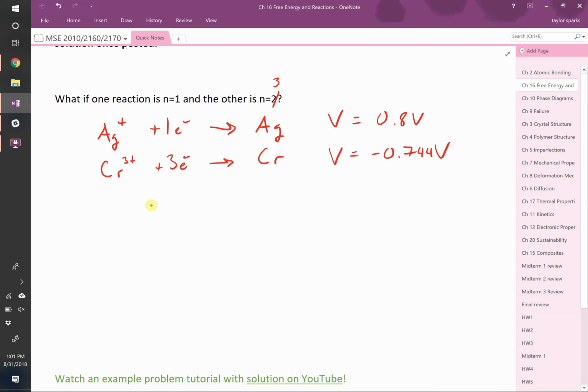Okay, let me ask Reagan. Reagan, can you explain which one gets flipped and how do we know? It would be the chromium because it has the larger negative voltage. That's just the rule. The one that's more negative gets flipped. Now, why is that the case? Why can we say the one that's more negative? Is there a reason for this that makes sense? Yeah, because it's more reactive. For one thing, it's more reactive.